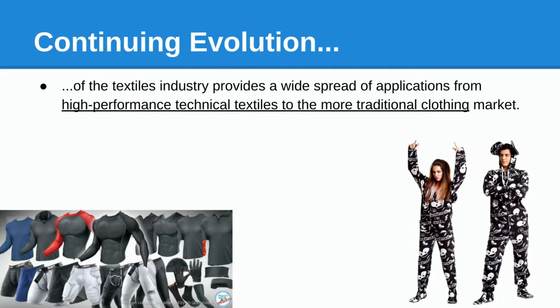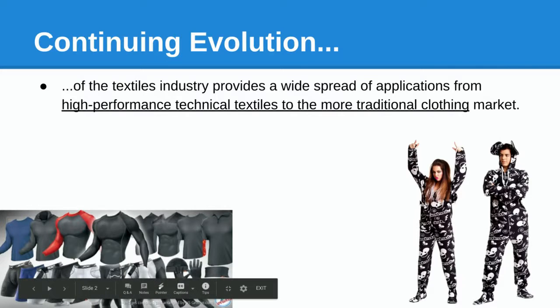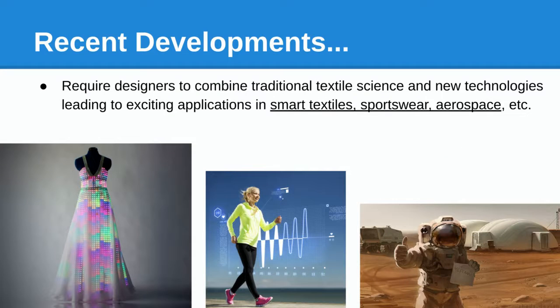Continuing evolution of the textiles industry provides a wide spread of applications, from high-performance technical textiles to more traditional clothing market, like these onesies. Recent developments require designers to combine traditional textile science and new technologies, leading to exciting applications in smart textiles, sportswear, aerospace, and much more.